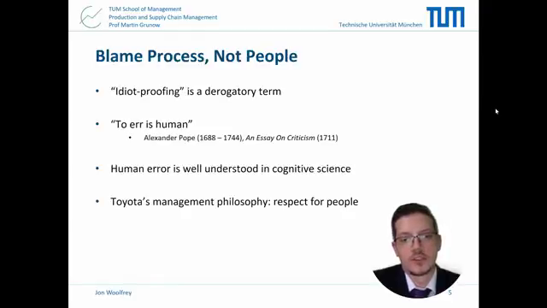And again, one of Toyota's management philosophies is respect for people. So this is why we use the term error proofing instead of idiot proofing, and it also leads to the idea that we should blame the process, not the person, for the error.